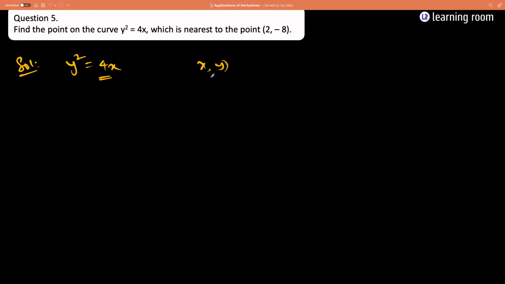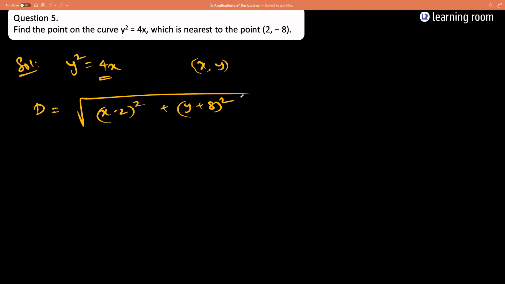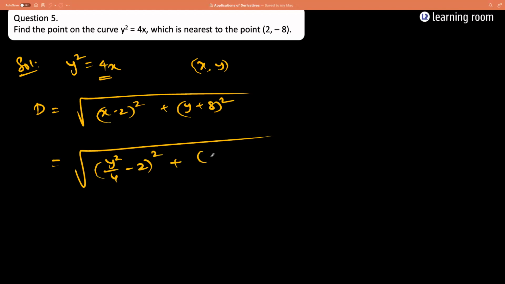So let the point on the curve be x comma y. So what is going to be the distance? Root of x minus 2 the whole square plus y plus 8 the whole square. So in the place of x, can I write it as y square by 4? So root of y square by 4 minus 2 the whole square plus y plus 8 the whole square. This is distance. So when distance is least, distance square also will be least. So square it on both sides and start differentiating.